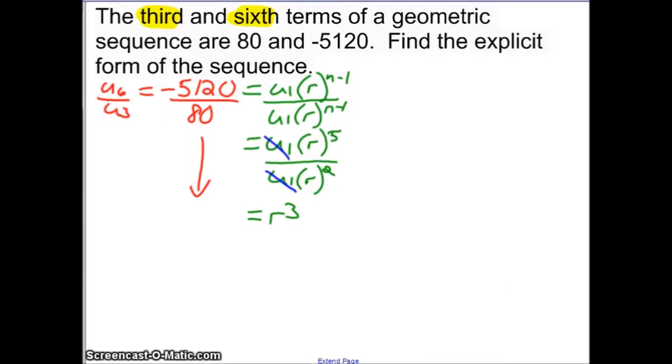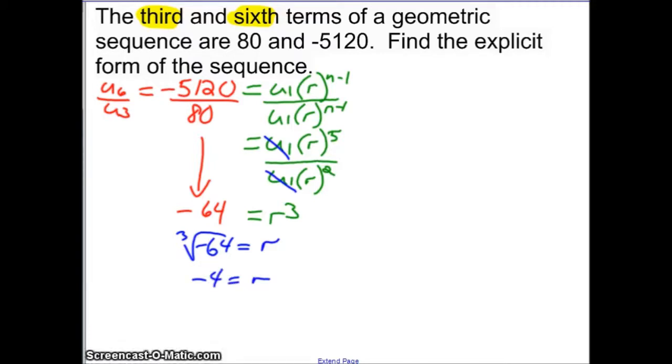On the right-hand side of the equal sign, I'm going to simplify this. I have negative 5,120 divided by 80. In the calculator, I've got negative 64. So now if I want to find r, I'm just going to take the cube root of both sides. The third root of negative 64 gives me r, and the third root of negative 64 is negative 4.